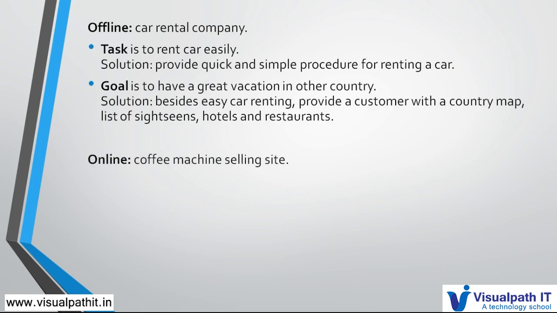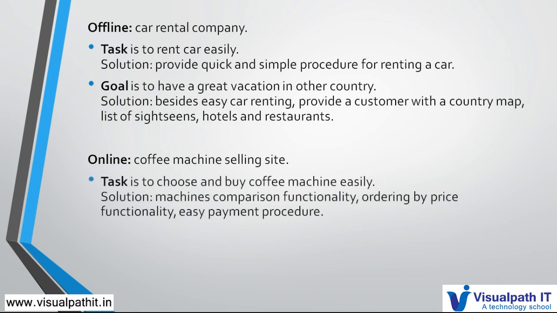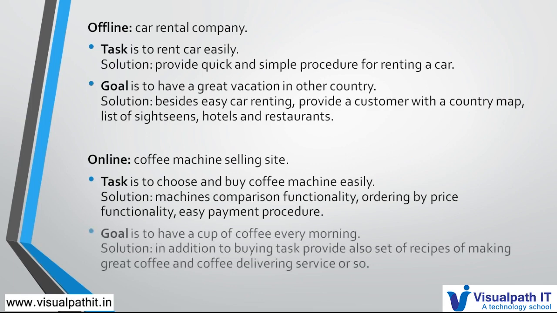Now let's see what is offline. For offline, let's take a coffee machine selling site. The task is to choose and buy a coffee machine easily. The solution could be machine comparison functionality, ordering by price functionality, and an easy payment procedure. The goal is to have a cup of coffee every morning. In addition to buying tasks, also provide a set of recipes for making great coffee and a coffee delivery service or so.